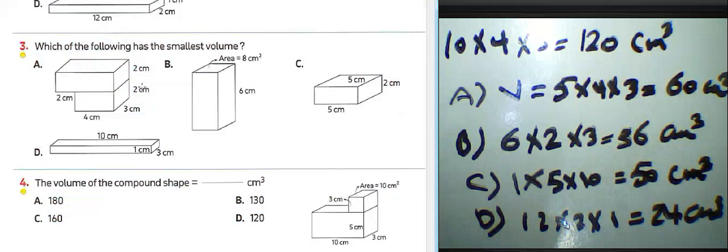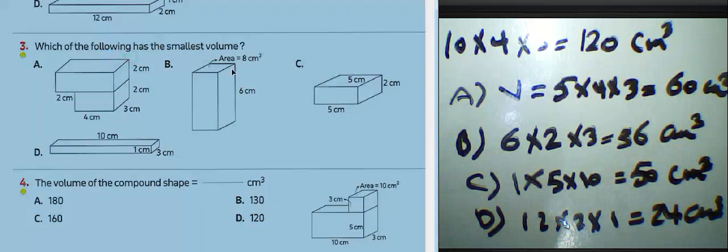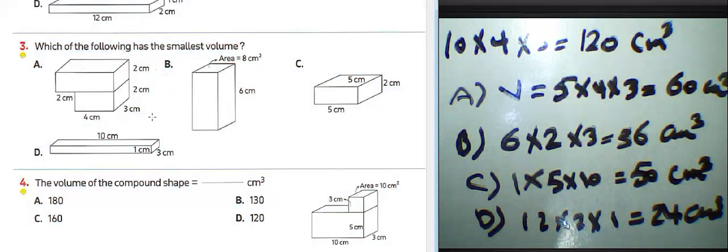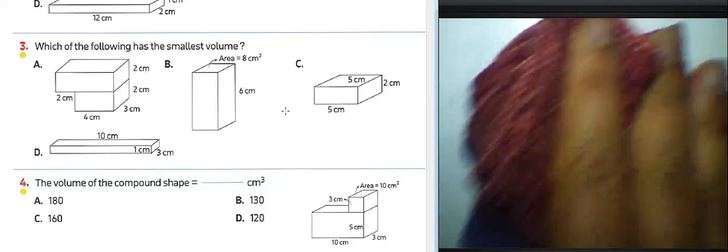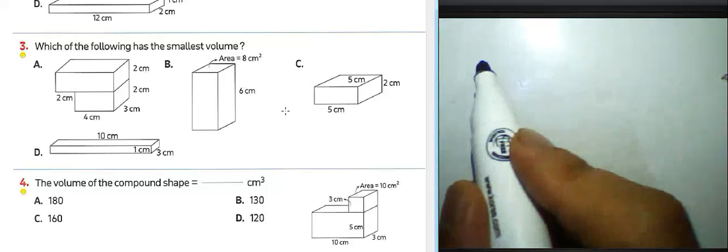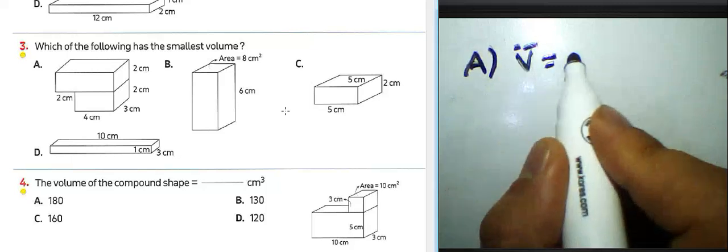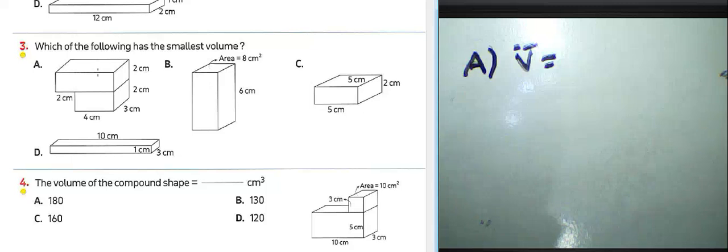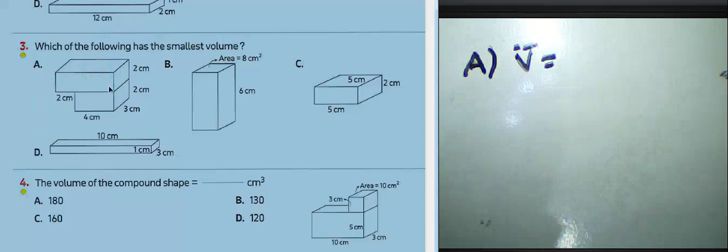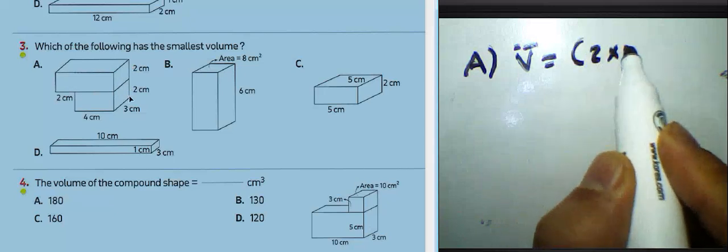Question number 3. Which of the following has the smallest volume? He asked about the smallest volume, so we must find the volume of all solids here and then compare between them. Okay, look at with me at letter A. We can find volume 1 and volume 2. We have here two cuboids, 2 times 3 times 6.